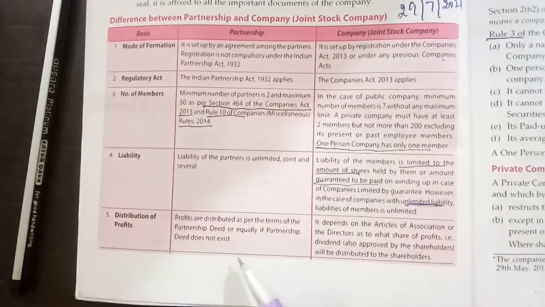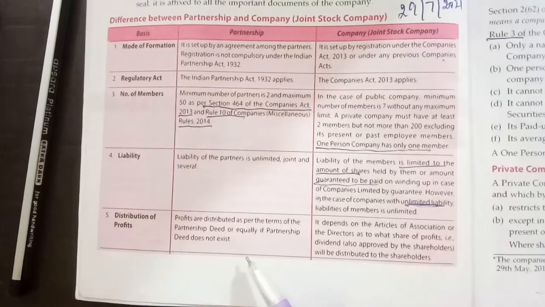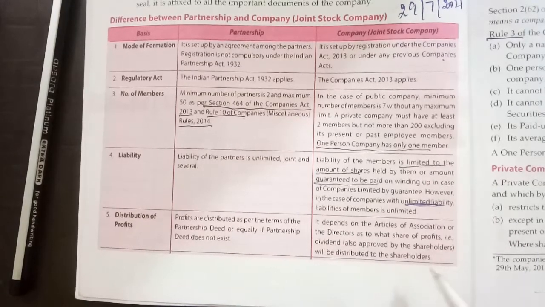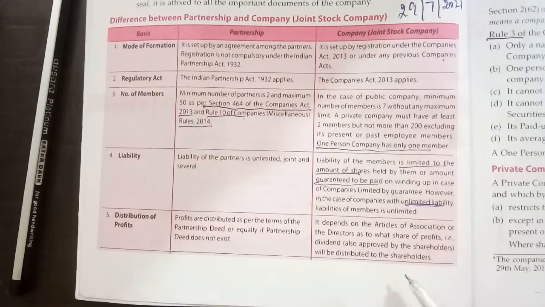Next, distribution of profits. In case of partnership, profits earned by the partnership firm are distributed among the partners in an agreed ratio, or if there is no partnership deed, then in equal ratio. But under company form of organization, profits are distributed in the form of dividend as per the provisions of articles of association or declaration made by the directors. Then in what proportion profit will be distributed among the shareholders in the form of dividend.